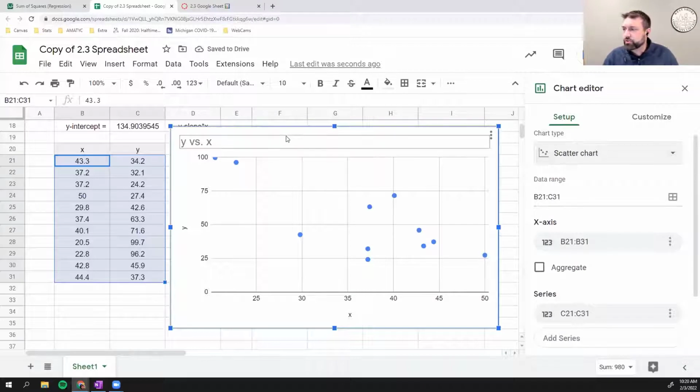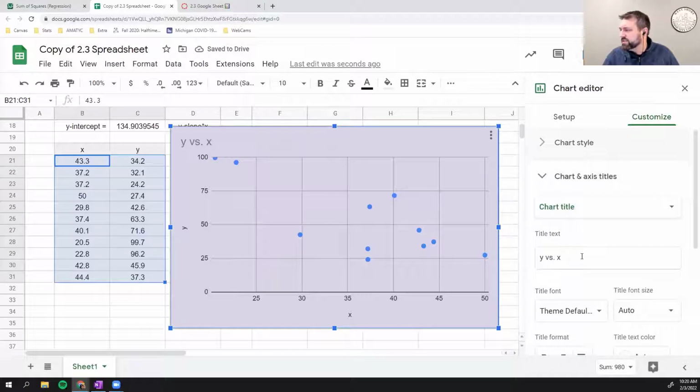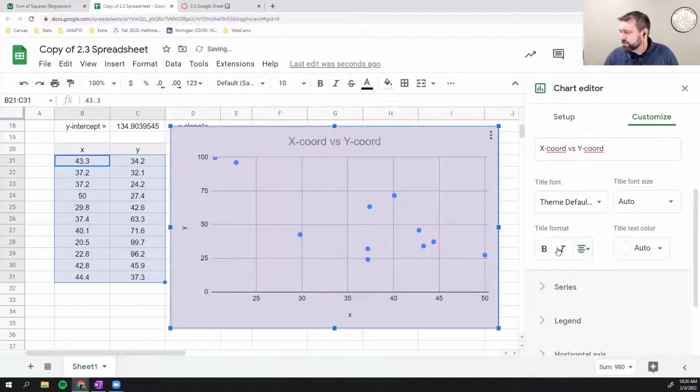And so here is all of our data. These are 1, 2, 3, 4, 5, 6, 7, 8, 9, 10. There are 11 data points, and they are all graphed here. So let's go into customize, and under chart style, let's give it a background color. And maybe we could go into title and axes, and we could say X coordinate versus Y coordinate. That's about as good a title as I could give it. So there's our title.